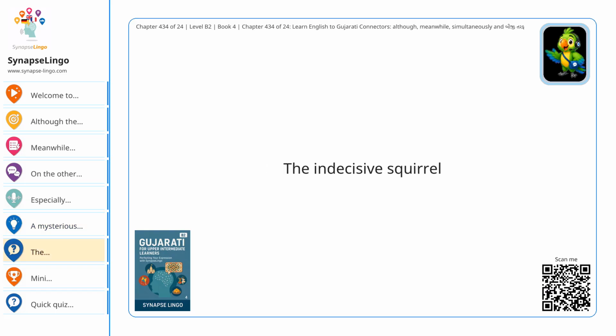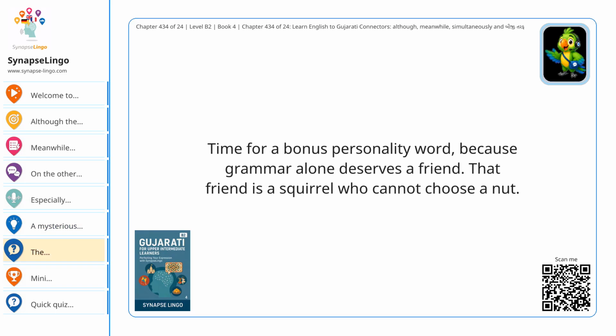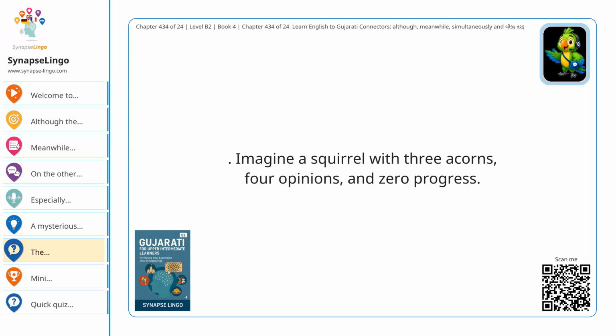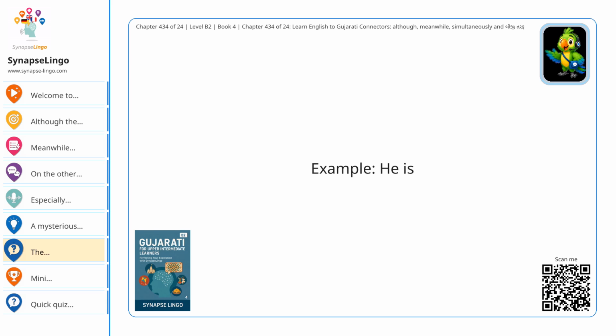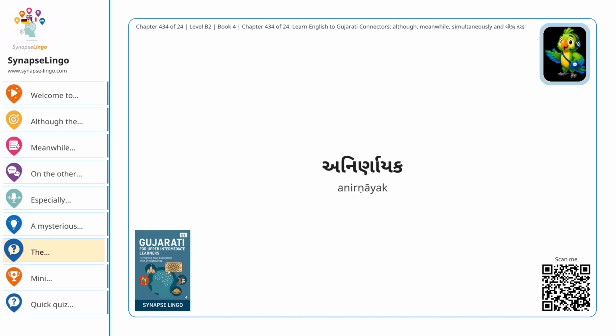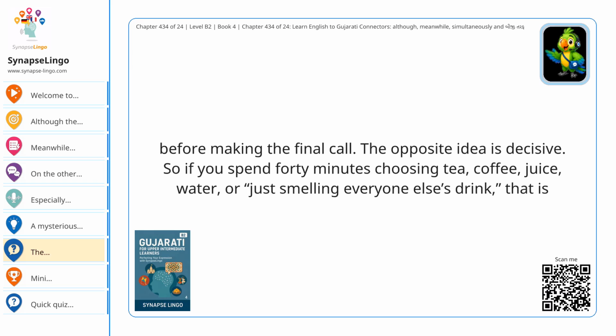The indecisive squirrel. Time for a bonus personality word, because grammar alone deserves a friend. That friend is a squirrel who cannot choose a nut. The word for indecisive is this one. Imagine a squirrel with 3 acorns, 4 opinions, and 0 progress. Example: he is indecisive when choosing a restaurant. Another example: I felt indecisive before making the final call.